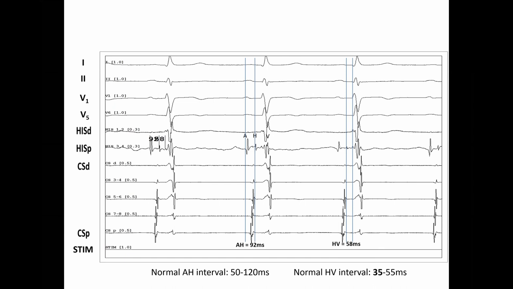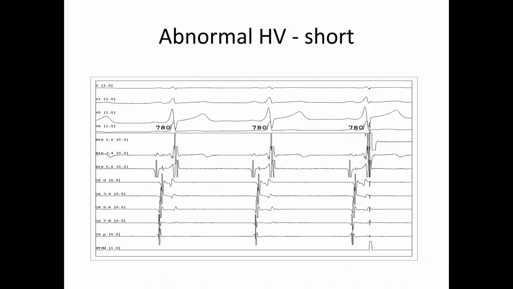You've got a patient who's having a WPW ablation. Oh, why is their HV interval short? Well, it's because they're pre-excited. And here's an example of that.